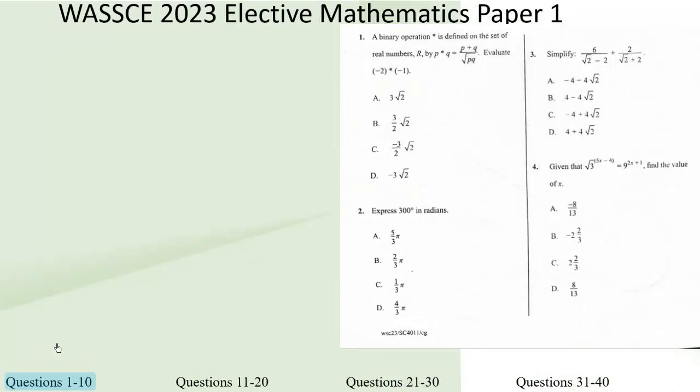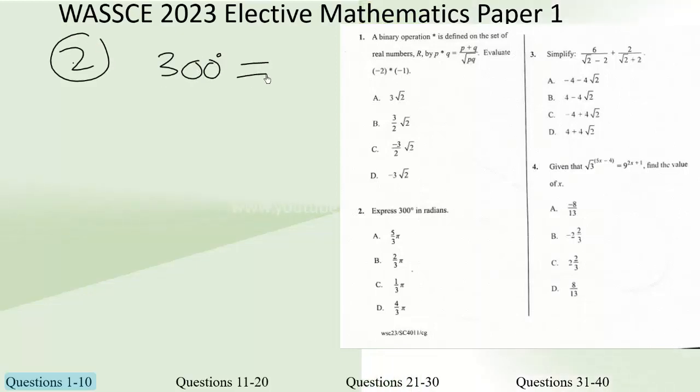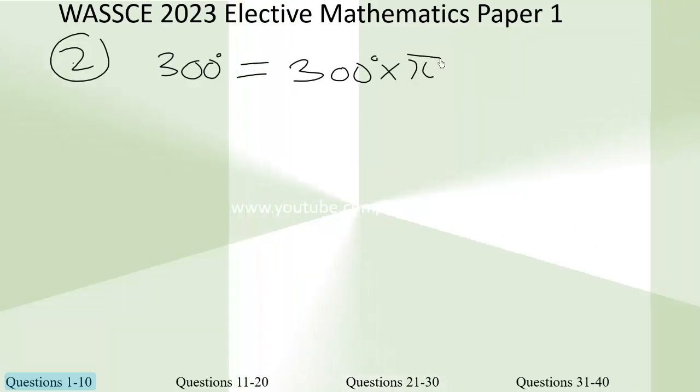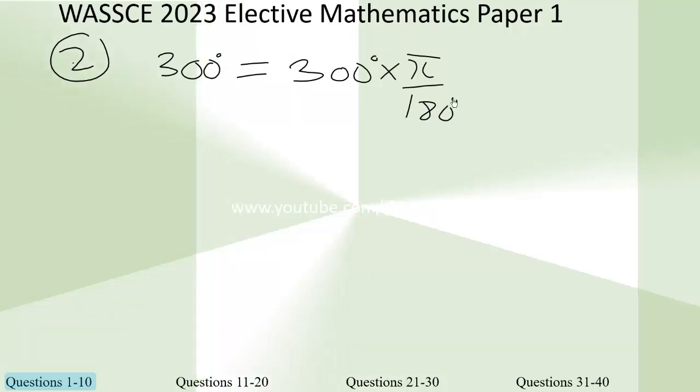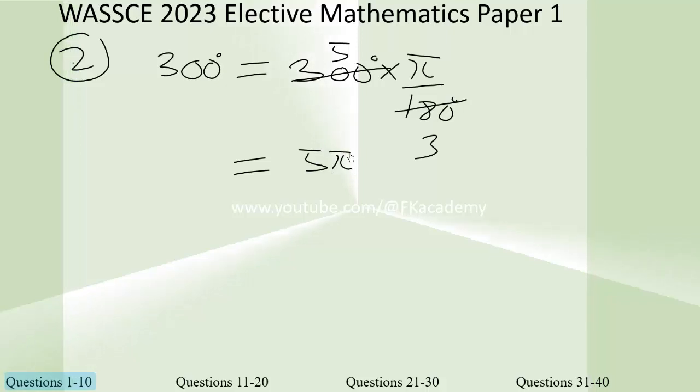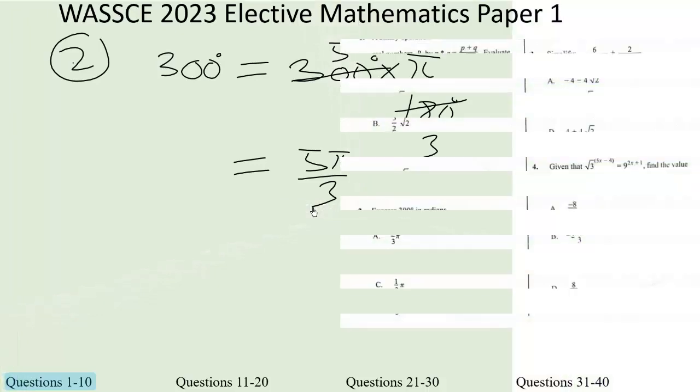So we are looking at question number 2. We are expressing 300 degrees in radians. To convert from degrees to radians, you multiply by pi over 180. So 300 degrees times pi over 180 degrees. 60 will go into 180 how many times? 3 times. And 60 will go into 300 how many times? 5 times. So that will give us 5 pi over 3, or 5 over 3 pi, which is option A. Option A is correct.